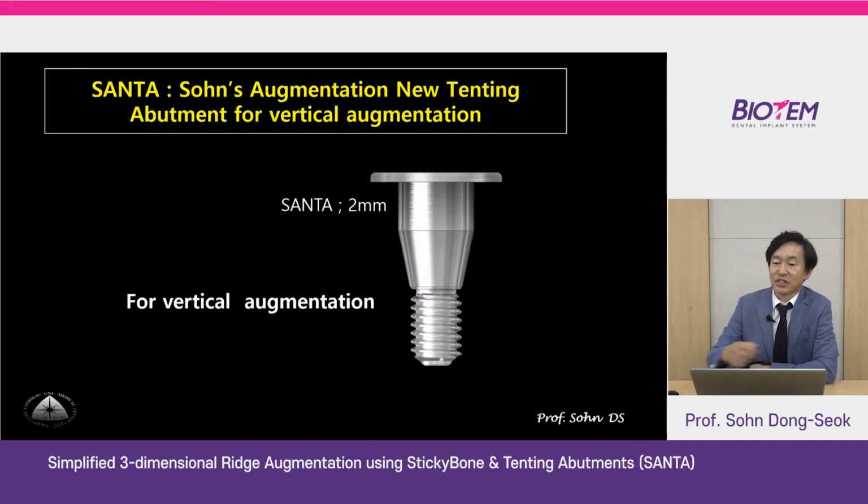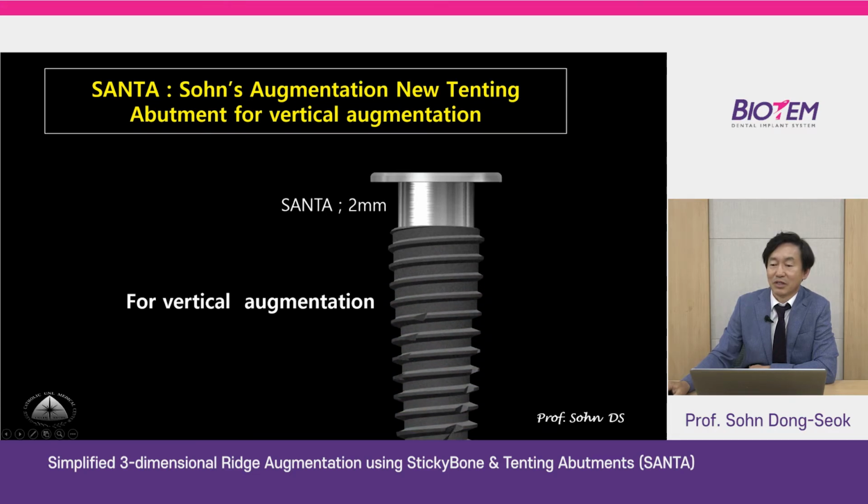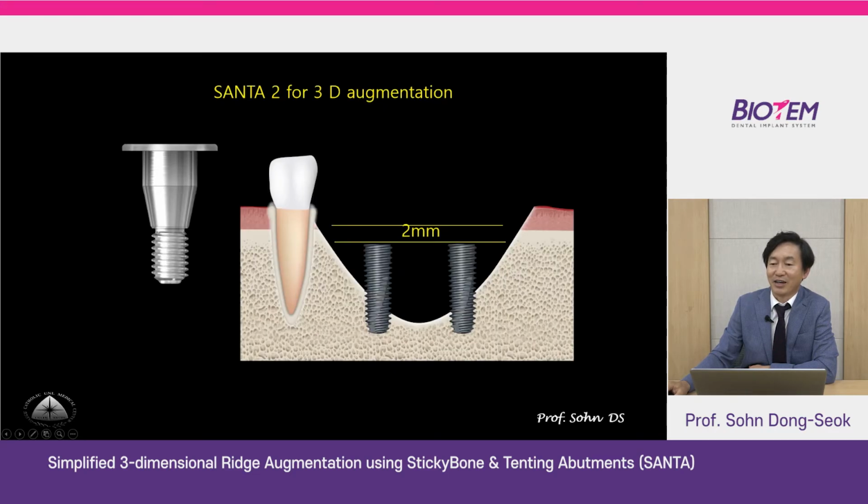This slide shows you Santa 2. Santa 2 is suitable for vertical augmentation. Santa 2 has a 2 millimeter cuff height. So when you treat a severe vertical defect, you need to place the implant as a tenting pole screw.